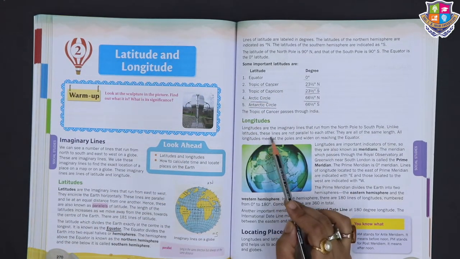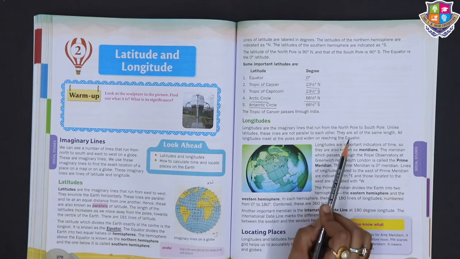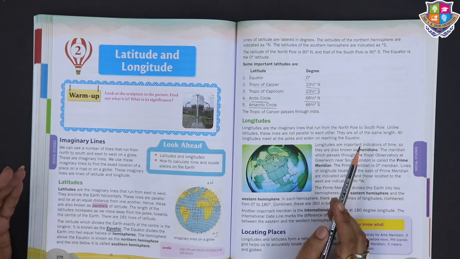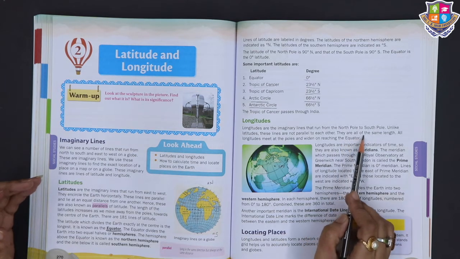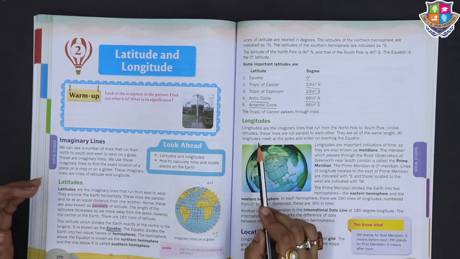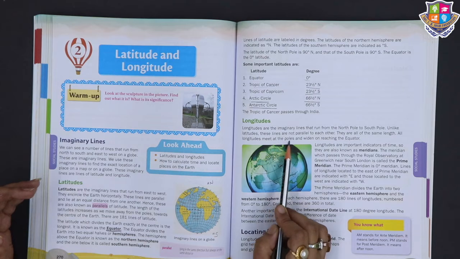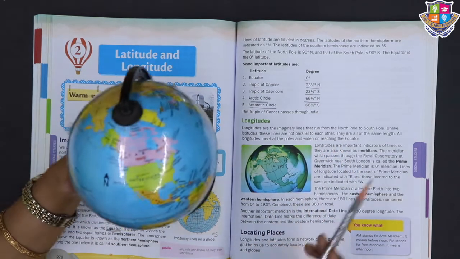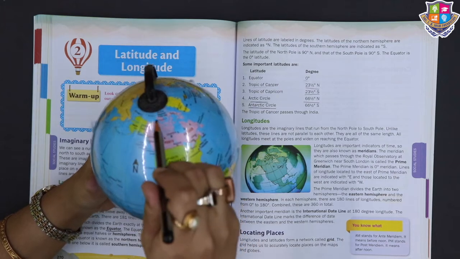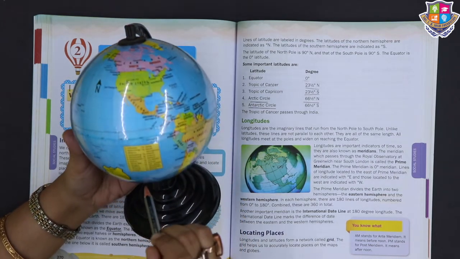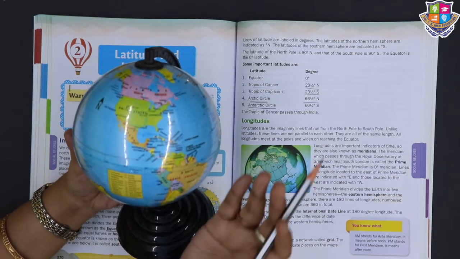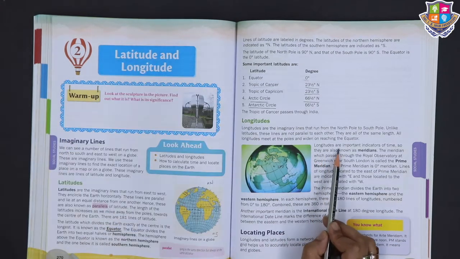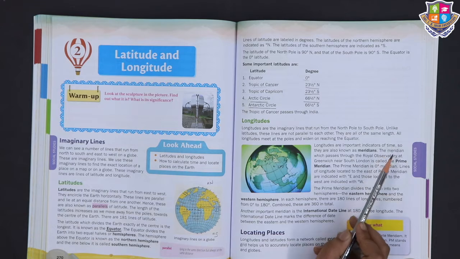Unlike latitudes, these lines are not parallel to each other. We know that latitudes are parallel to each other, and their measurements are the same. All longitudes meet at the poles and widen on reaching the equator. So the lines of longitude spread when they touch the equator. Longitudes are important indicators of time.